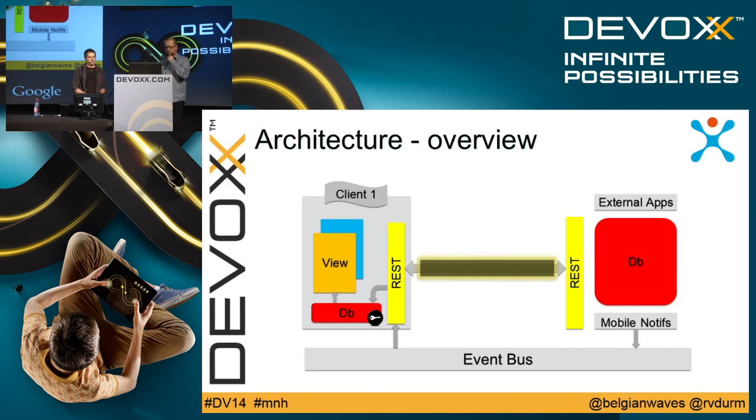So here is a small overview of the architecture of a typical mobile application. On the left, for me, it's on the right for you, no? Also on the left. That's an Android application where you have a REST client that is talking to a REST service that is protected with our security mechanisms.